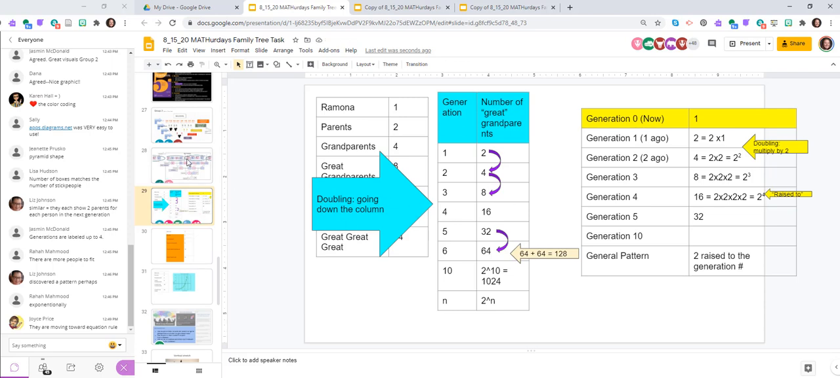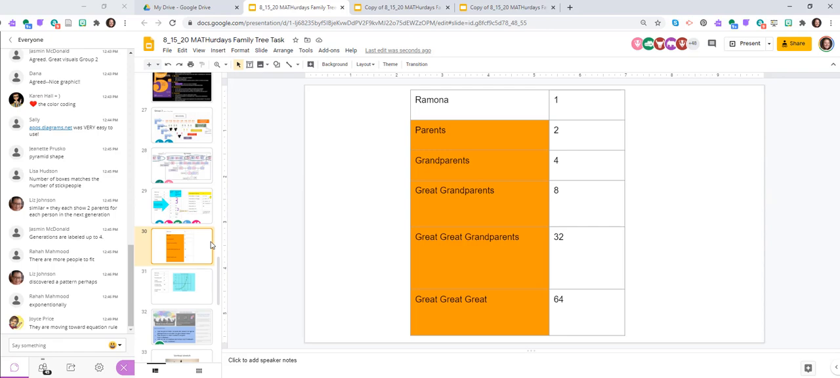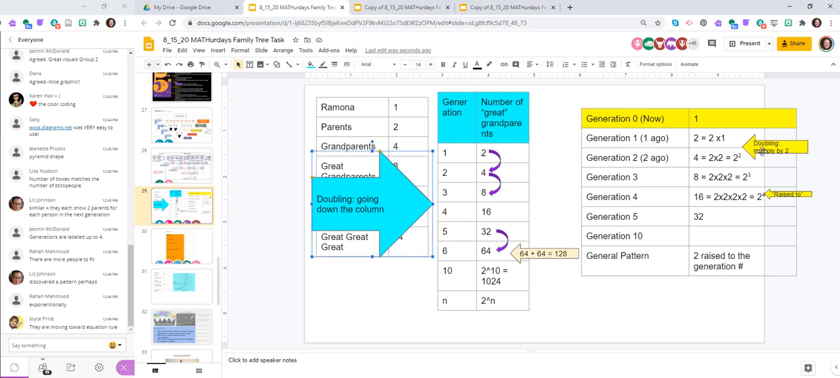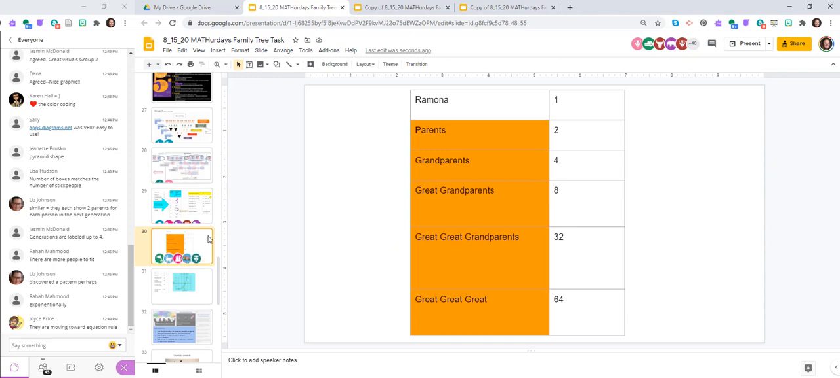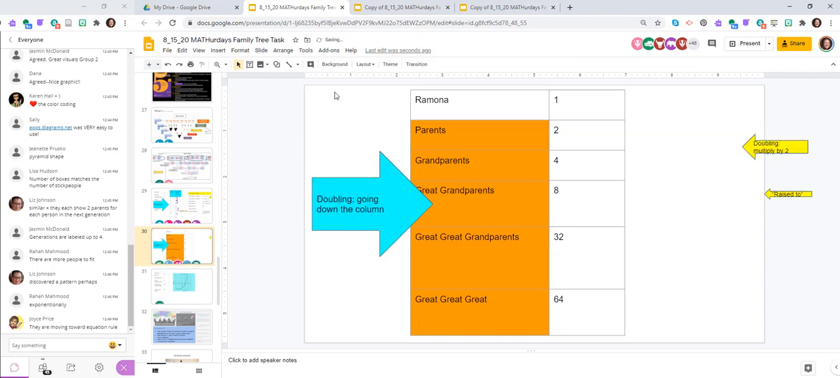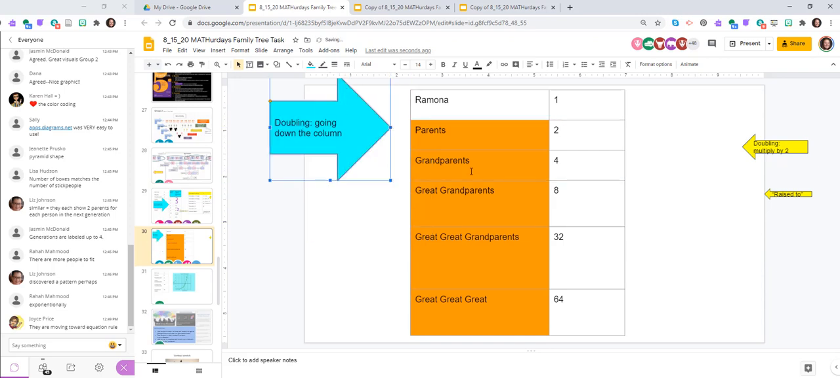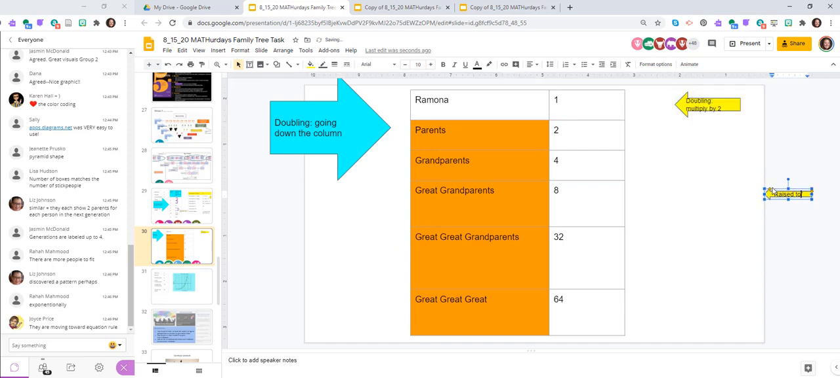So let's go back to slide 30. On slide 30, I'm hoping we can find some of these same things that we had discussed earlier. We talked about going down the column as doubling, we talked about multiplying by 2 as doubling, and we talked about the raised to. Where do we see those on this table?